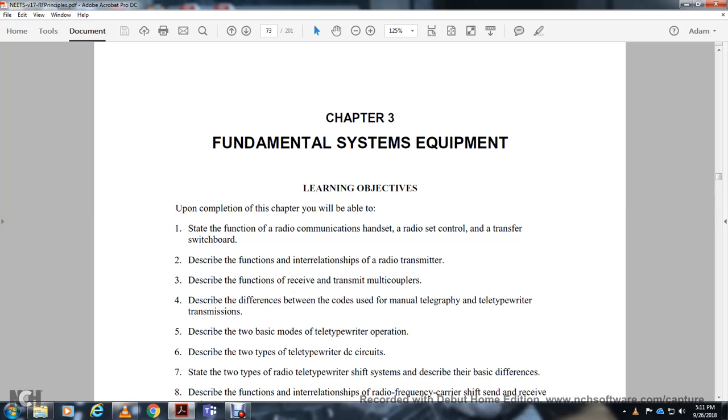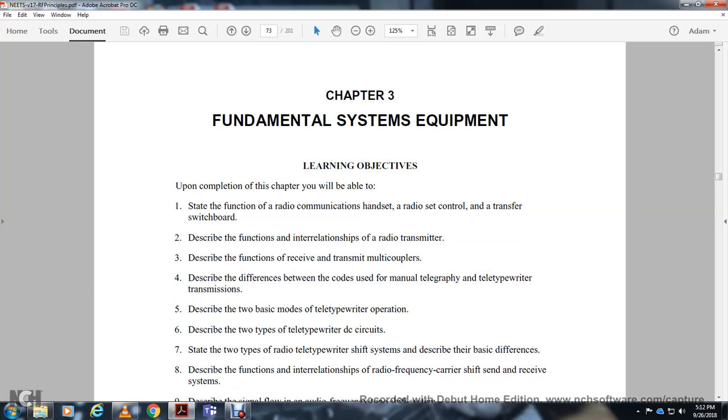Alright, Chapter 3, Fundamental Systems and Equipment. Upon completion of this chapter, you'll be able to state the function of the radio communication handset, the radio set control, and the transmitter transfer switchboard; describe the function and interrelationship of the radio transmitter; describe the function of the receive and transmit multicouplers; describe the difference between code with manual telegraph and teletypewriter transmission; describe the two basic types of teletypewriter operation; describe the two types of teletypewriter DC circuits; and describe the two types of radio teletypewriter frequency shift systems and their basic differences.